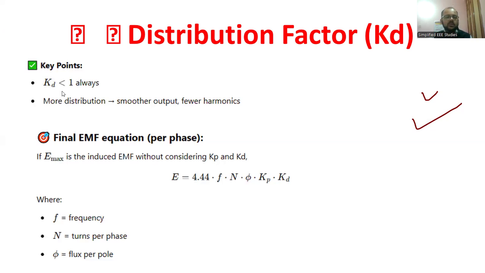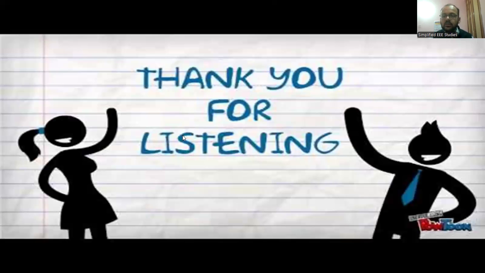The key points: KD will be always less than 1. More KD means smooth output and fewer harmonics. Whenever you are writing the EMF equation, it is very clear that EMF is equal to 4.44 into supply frequency f, the number of turns N, into phi, the flux, into Kp into KD. Both things have to be included. It is a must. F is the frequency, N is the turns per phase, phi is the flux per pole. So remember, whenever you are going for a design, KD will always be less than 1. So KD and Kp both are included in the EMF equation. It is the most important thing.